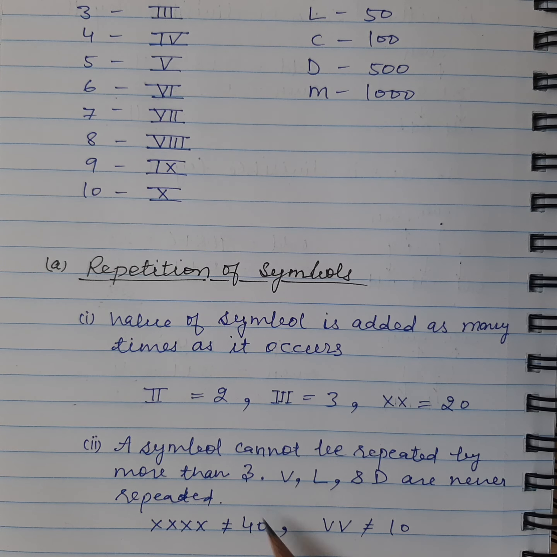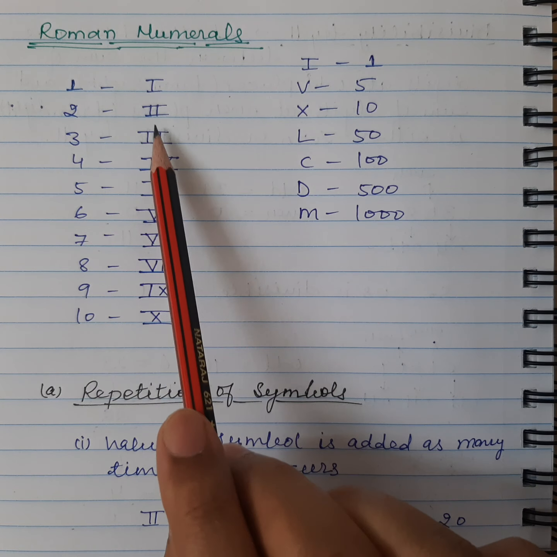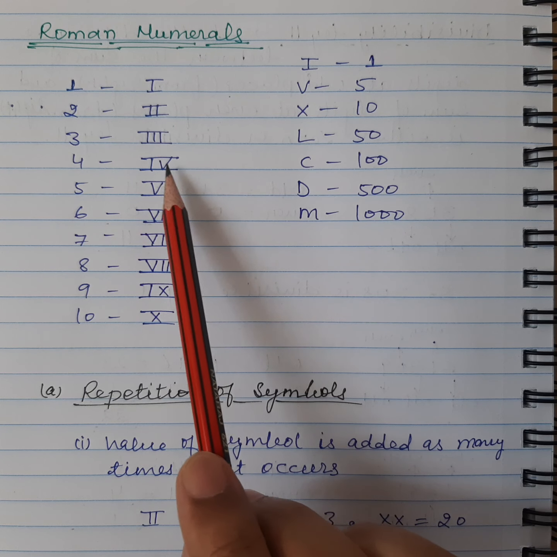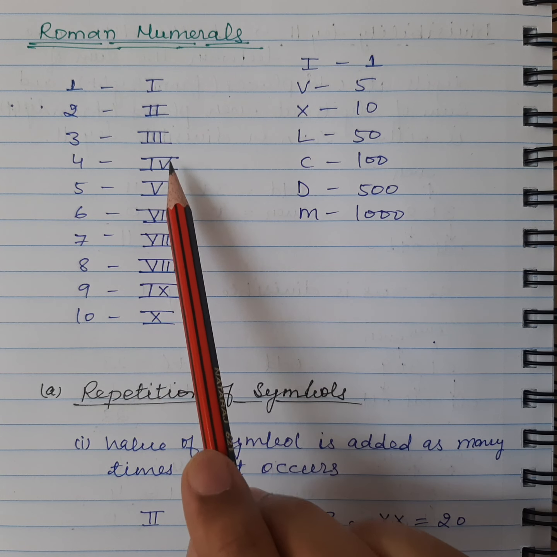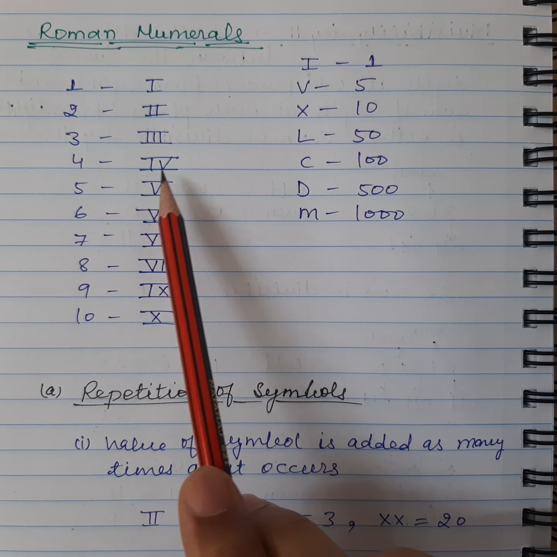And symbols V, L and D are never repeated. So we cannot write V and V is equal to 10, or we cannot say L and L is equal to 50 plus 50, 100, or D and D is equal to 500 plus 500, 1000. Similarly, we cannot repeat I to make it 4. We'll write I and then V. So let's understand this rule, how 4 is I and V.